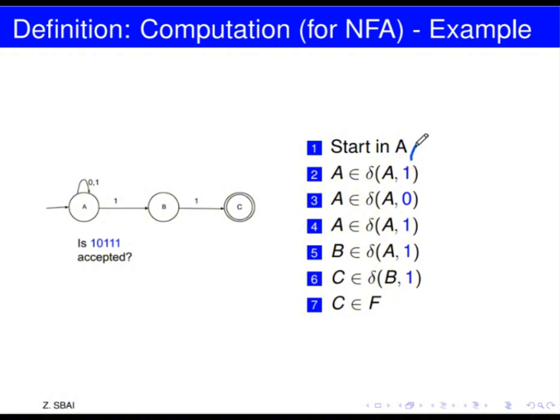So we'll start in the state A, then from A with the first symbol 1 from the string, we can reach the state A. Then from this state we can read the symbol 0, the second symbol of the string, and we may reach the state A. From this state we may read the third symbol 1, and we may reach also A. From the state A we can read the fourth symbol 1 here, and we have the possibility to reach B. And then from B we may read the last symbol 1 here, and we reach the state C. Since C is the final state, we'll say that the string is accepted.